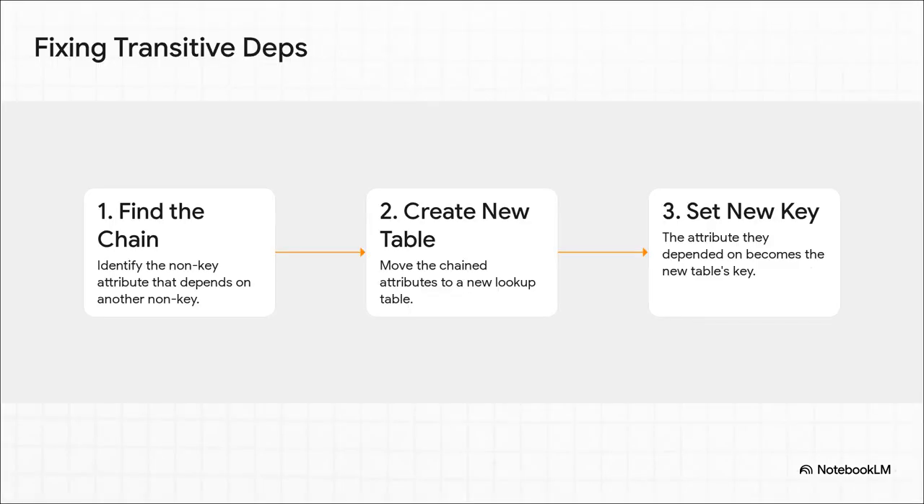And you know what? The fix follows the exact same logic as before. First, we find that indirect dependency, the city and state depending on the zip. Then, we move them out to their own new table. And finally, we make the column they were depending on, the EMP_zip, the primary key of that new table. It's a pattern.